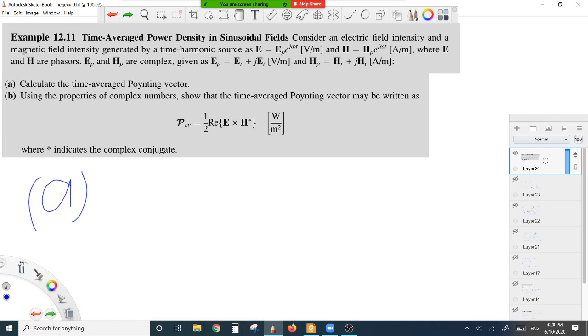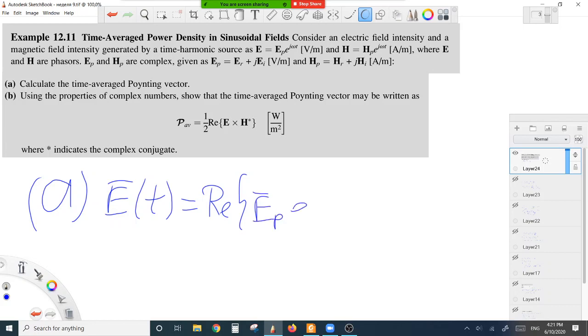Okay. First of all, as we can see here, the electric field intensity and magnetic field intensity are given in phasor forms. First of all, we switch to the time domain. So in time domain, the electric field intensity E(t) will be the real part of our phasor, E_p, e to the power of j omega t.